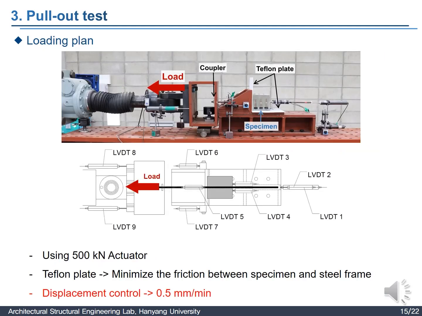The specimen was pulled out using a screw jack with a capacity of 500 kilonewtons. To minimize the friction generated on the specimen, a Teflon plate was installed between the bottom surface of the specimen and the frame. Finally, displacement control was performed at 0.5 mm per minute.